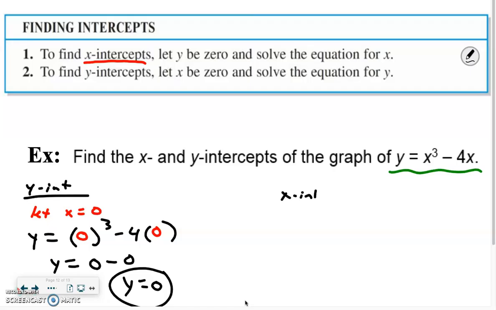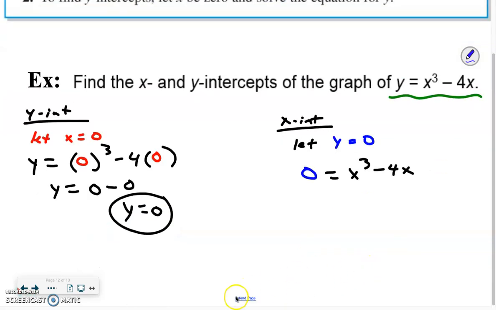A little bit more work is going to go into this next one. The theory is still the exact same, but if we have the x-intercept, what are we going to let happen? We're going to let y equal 0, exactly. So just like we did previously, we've got y is equal to x cubed minus 4x. But in place of y, as we said, we're going to put a 0. So now our task is to solve for x.